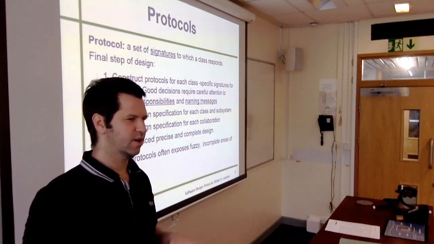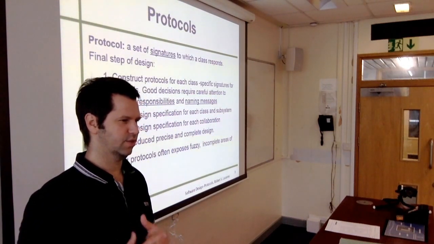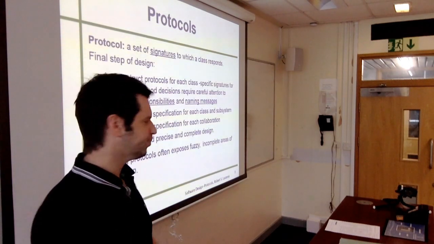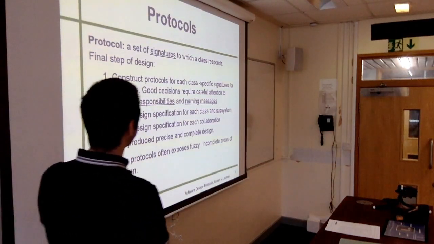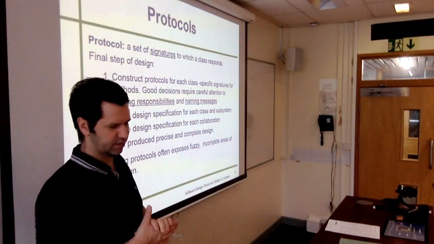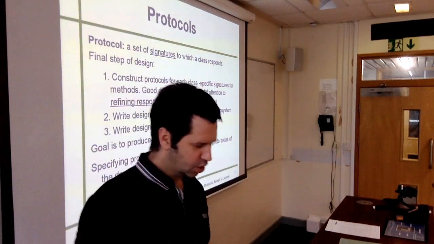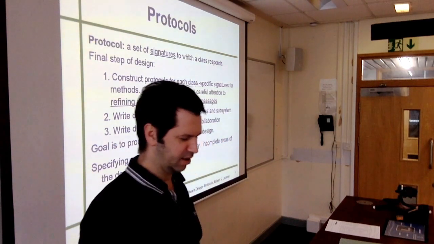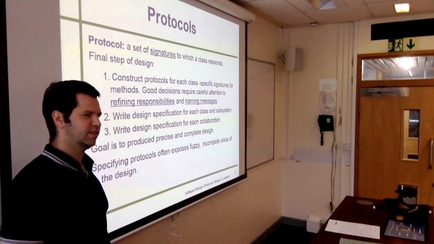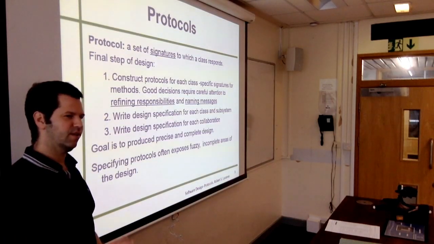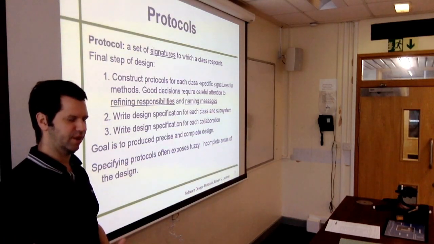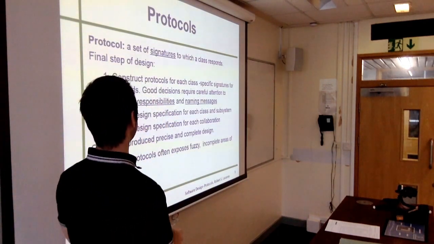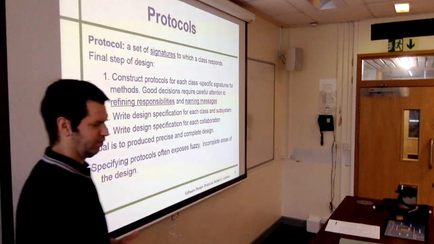So you specify all your protocols as your next stage, and then you implement the methods, right? So we construct protocols for each class, specific signatures from methods, right? Good decisions require careful attention to refining responsibilities and naming messages. So we're starting to dig into simple material that people don't think about very much, right? We write a design specification for each class and subsystem, and we write a design specification for each collaboration.